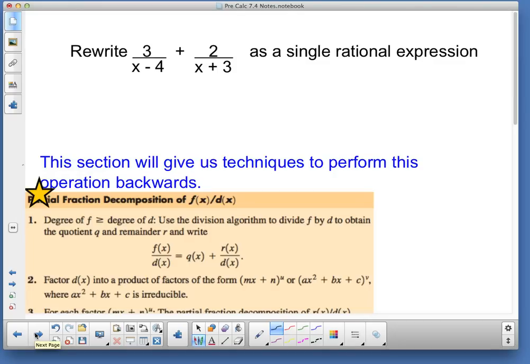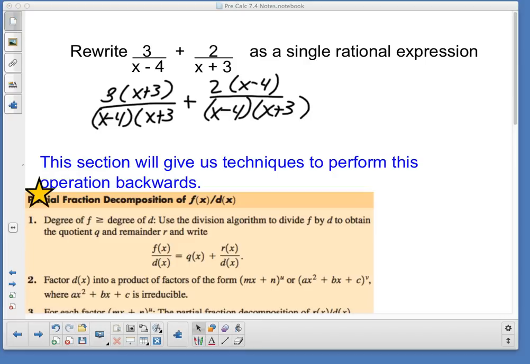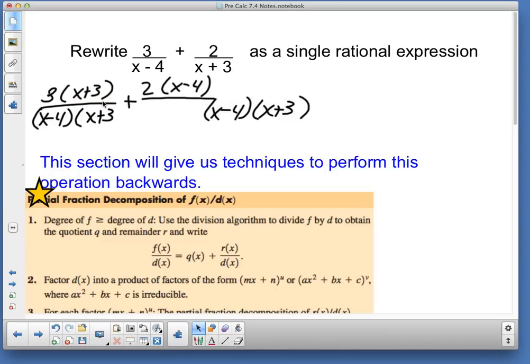In order to do that, I've got to multiply 3 over x minus 4 by x plus 3 over x plus 3. So this becomes 3 times x plus 3 over x minus 4 times x plus 3. And then the other side, 2 over x plus 3, I've got to multiply by x minus 4 over x minus 4 in order for me to combine the terms, to have a like denominator all the time.